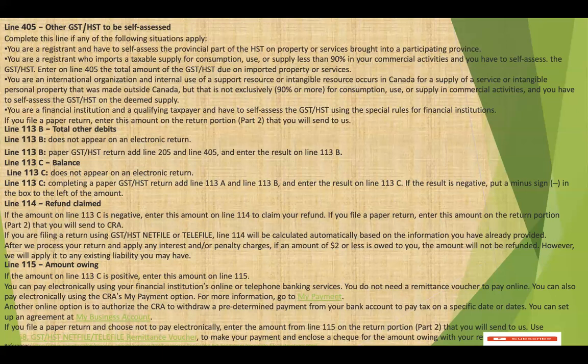Line 115, amount owing. If the amount on line 113C is positive, you enter this amount on line 115. You can pay CRA using your financial institution or telephone banking service, and you do not need a remittance voucher to pay online. You can also pay electronically using the CRA My Payment option.